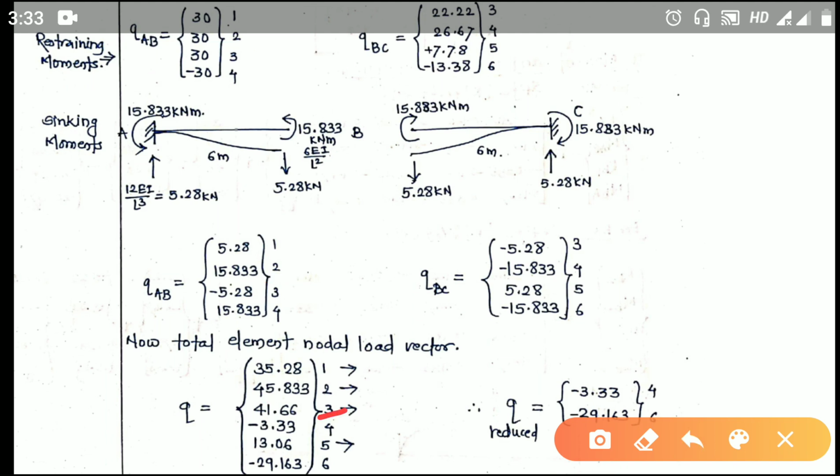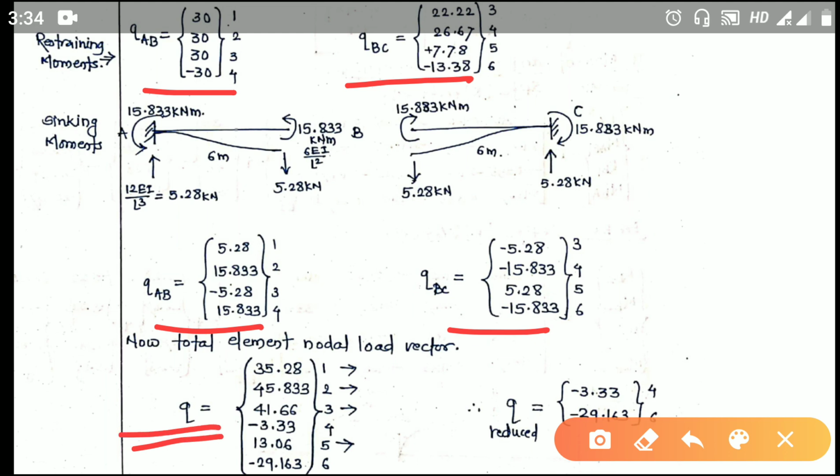Then number 3: that is this 30, then this 22.22 from QBC, then this 5.28 and this minus 5.28. So the total is equal to 41.66. After that, similarly, go on calculating for numbers 4, 5 and 6. So that is assembling all the elements from these four local restraining moments and sinking moments. Then you will have this global vector.